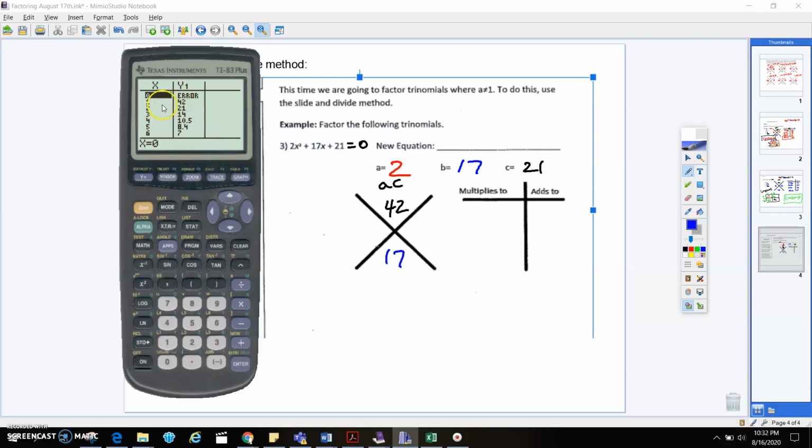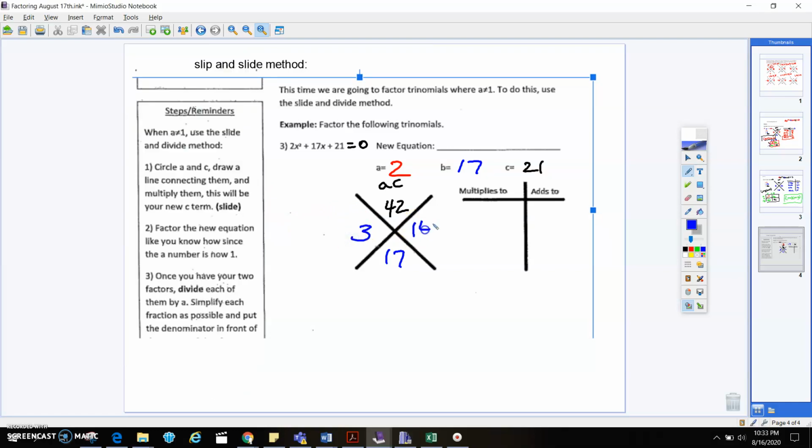Okay, so I need to think. 1 times 42 gives me 42, but doesn't add together to give me 17. 2 times 21 doesn't add together to give me 17. 3 times 14, that does add together to give me 17.